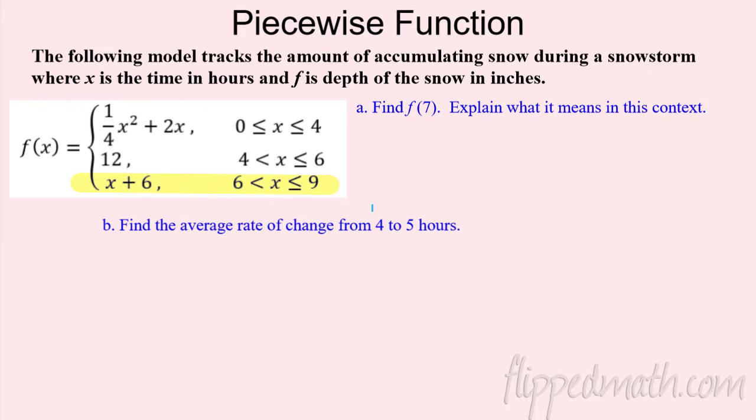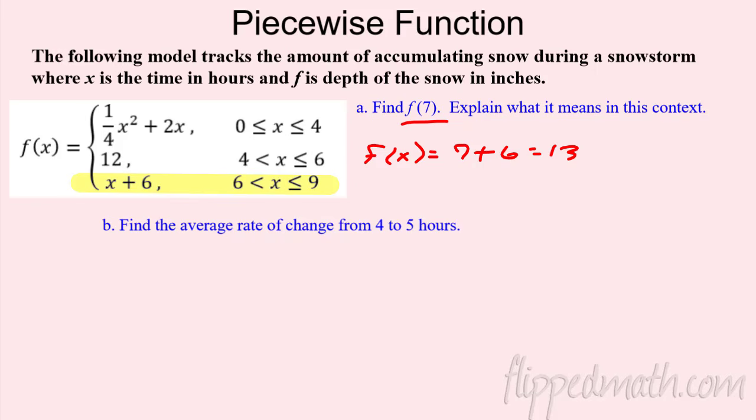Awesome. All right, so let's use this piecewise function to find f of 7 here. So what are we going to do? So x is 7. We're going to plug 7 in. 7 goes into this last part of the snowstorm here, this bottom part between 6 and 9. So to find f of 7, we're just going to plug it right in. So we're going to say, replace x with 7. So it'll be 7 plus 6 is 13.